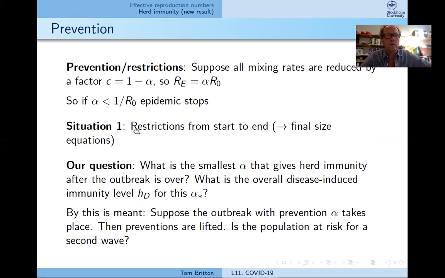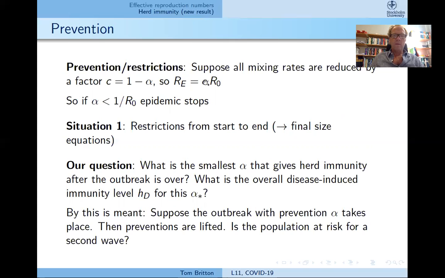So the first situation is where we consider these restrictions to apply all through the epidemic. So already from the start, the preventive measures or the restrictions were put in place, and they were kept all along until the epidemic stopped. Then we get explicit final size equations that we can solve numerically. And the question that we addressed is the following. What is the smallest value that gives herd immunity after the outbreak is over? What does that mean?